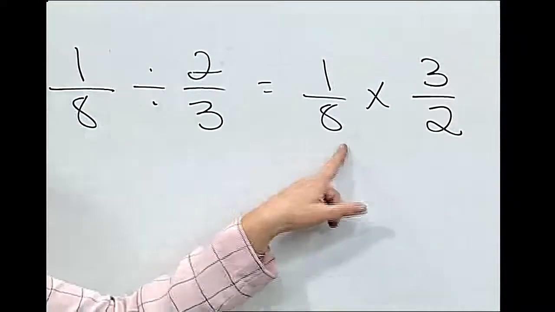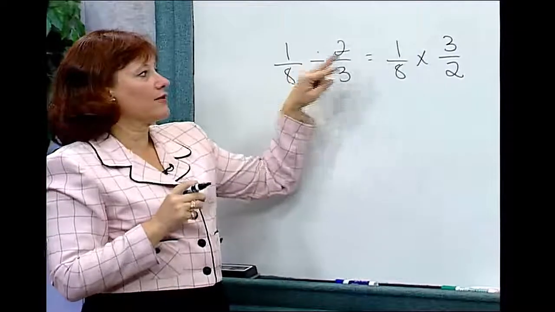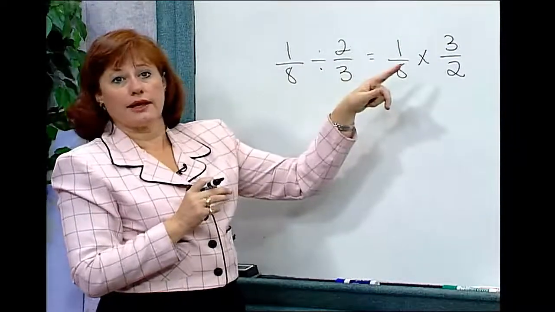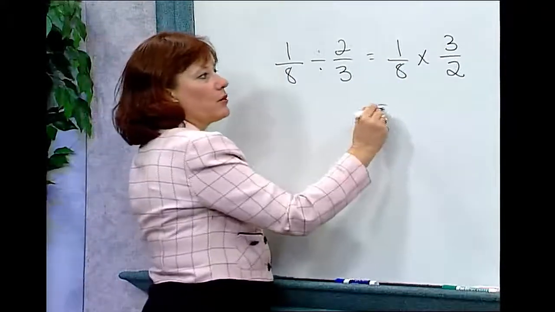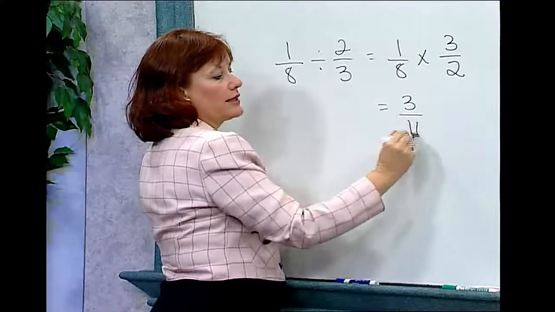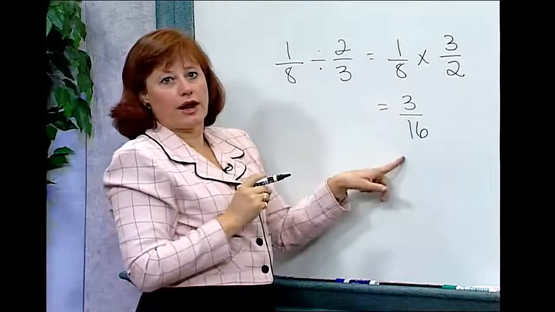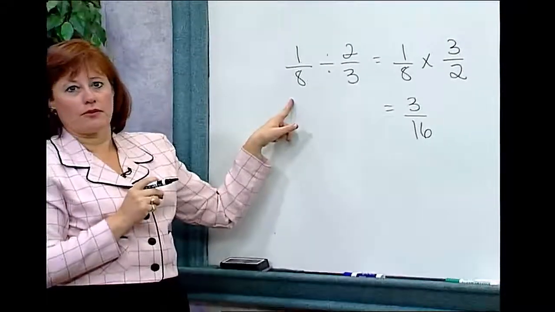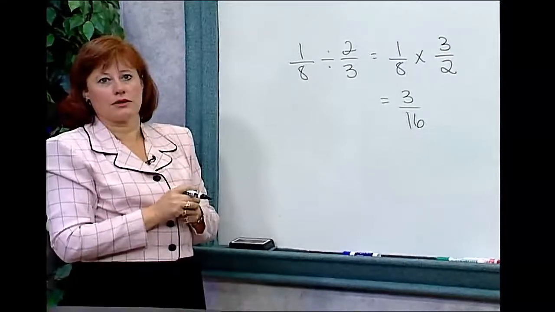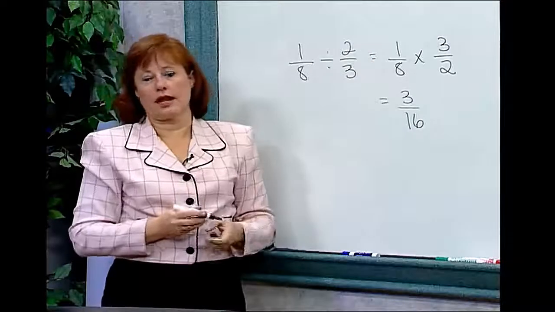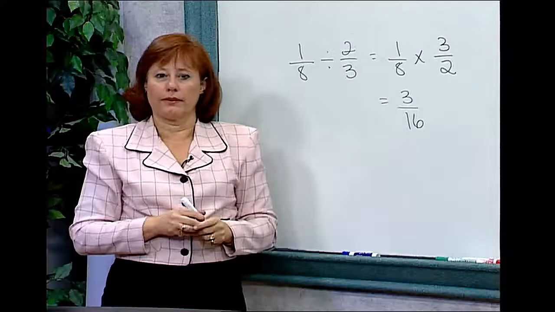When you get this problem into its correct form, after we've inverted the 2/3 and made it 3/2, you'll notice there's no canceling that can be done. I simply want to multiply the numerators and get 3 and the denominators and get 16. And I have a fraction in its lowest terms. If I would have canceled in this form of the problem, I would have the wrong answer at the end. Wait until you've inverted before you start the canceling process to simplify your problem.